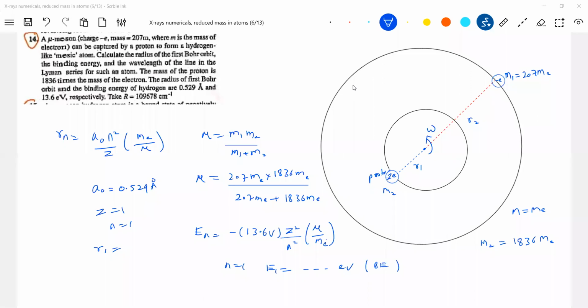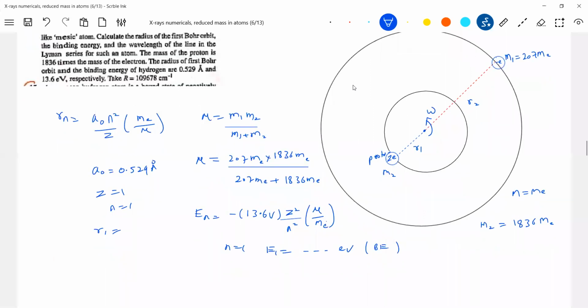And then how to get that first line of the Lyman series? 1 by lambda, or hc by lambda_21, we say like this, no? This should be equal to E2 minus E1. How to calculate E2? Again, you have to put n equal to 2. So for n equal to 2, you calculate E2. So like this, you can draw the spectrum again, a little bit different from what we earlier discussed, the hydrogen atom with nucleus at rest.